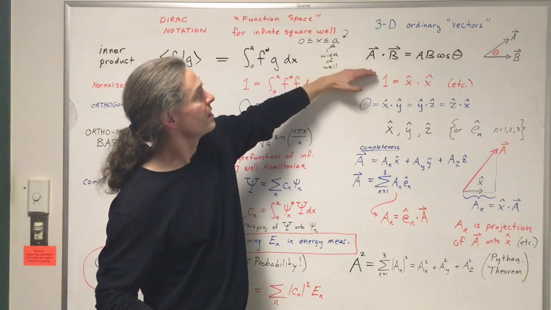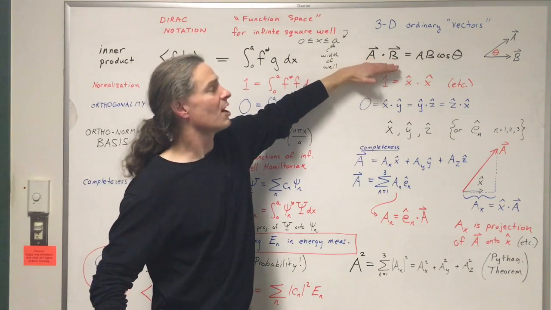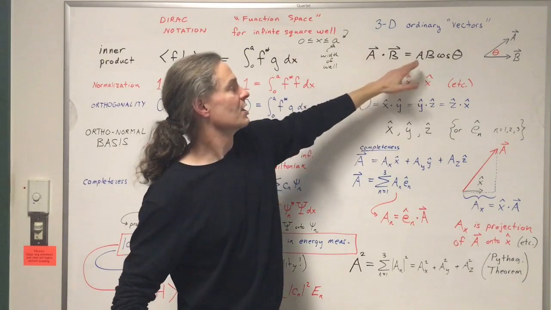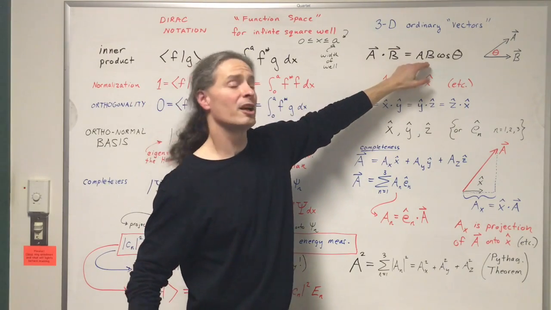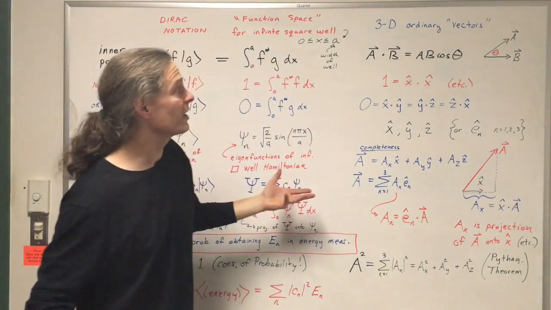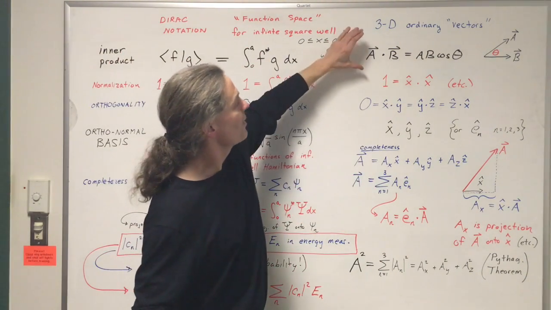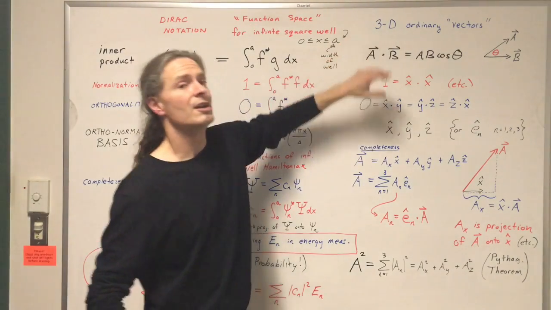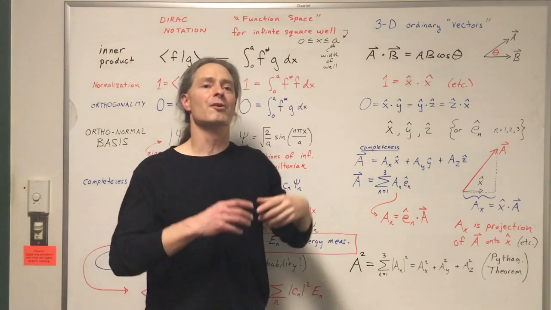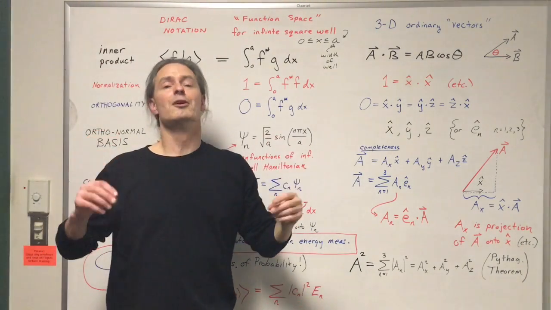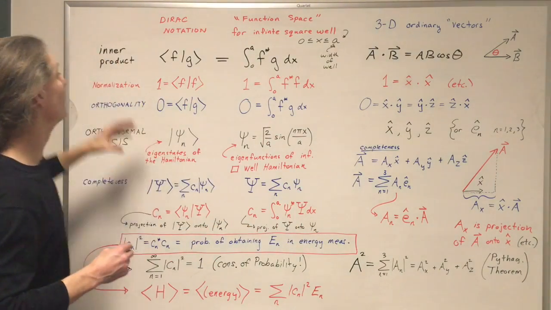So in three-dimensional ordinary vector space, there's something known as the dot product. The dot product of vector A and vector B is equal to the magnitude of vector A multiplied by the magnitude of vector B multiplied by the cosine of the angle between those two vectors. It turns out that the dot product that we know and love from introductory physics is an example of something known as an inner product. An inner product is a more general mathematical term.